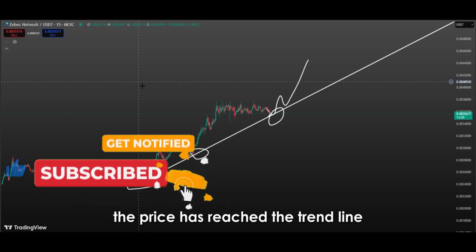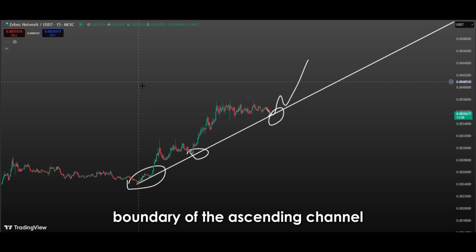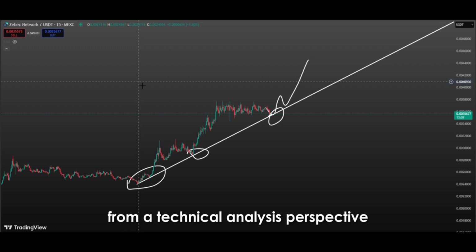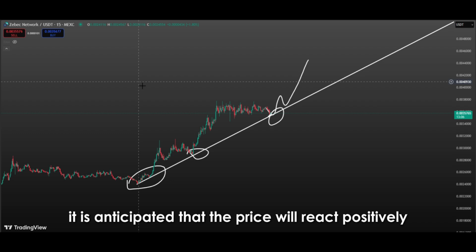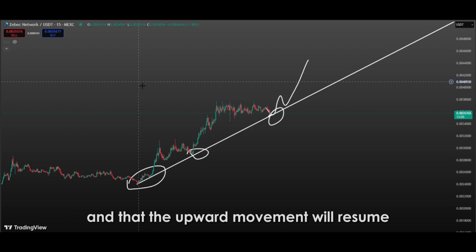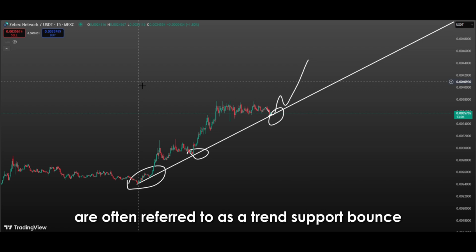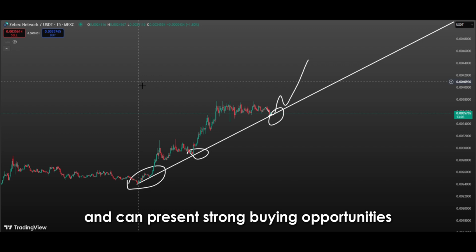The price has reached the trend line that serves as the lower boundary of the ascending channel and has made contact with it. From this point on, from a technical analysis perspective, it is anticipated that the price will react positively and that the upward movement will resume. These types of patterns are often referred to as a trend support bounce and can present strong buying opportunities.